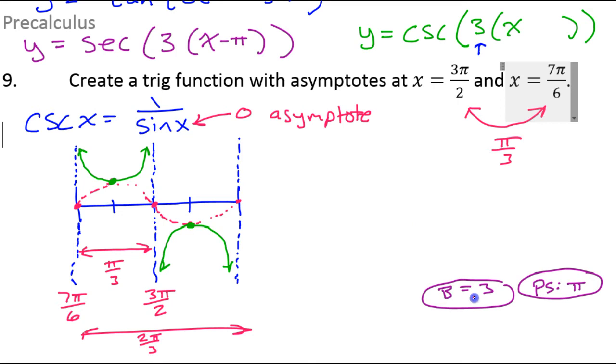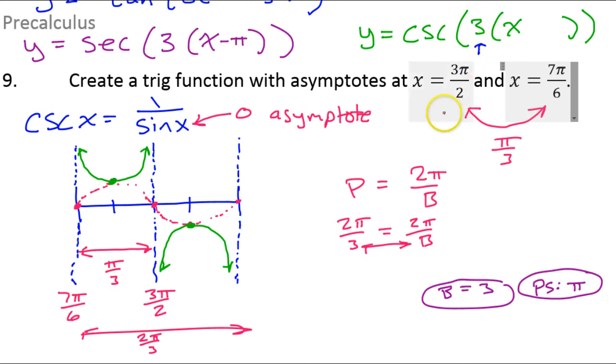So if I were to calculate the b value, we know that the period is equal to the normal period divided by b. And if the period of this function that I sketched is 2 pi over 3, that should equal 2 pi over b, so b is equal to 3. So that's what I was saying before. Now when I'm finished, I'm going to go back and show you what would happen if I had picked the other asymptote to be 3 pi over 2. But let's finish this first.